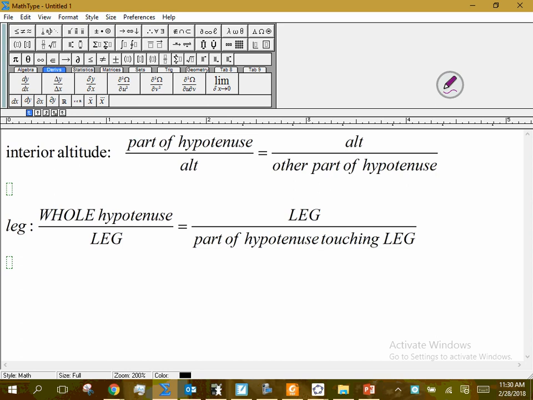Now you have to understand what part of a hypotenuse looks like. You have to understand what the whole hypotenuse is and what part of the hypotenuse touching the leg is. And those are just recognition things that I don't know that I can show you or teach you any more than just showing it to you, right? And you being able to eventually recognize those components.